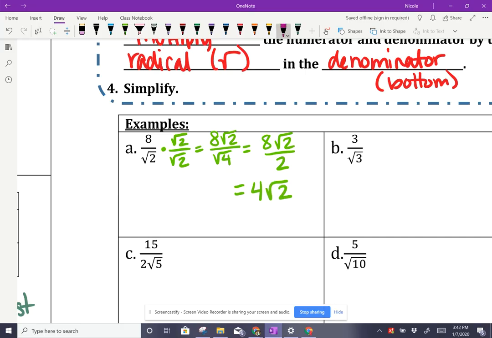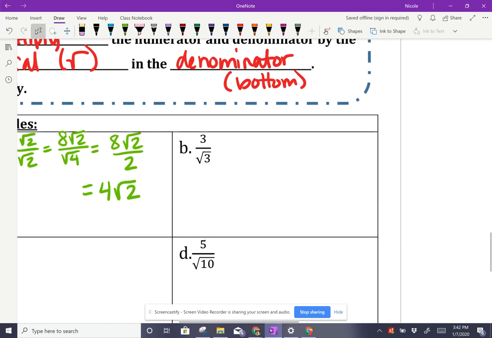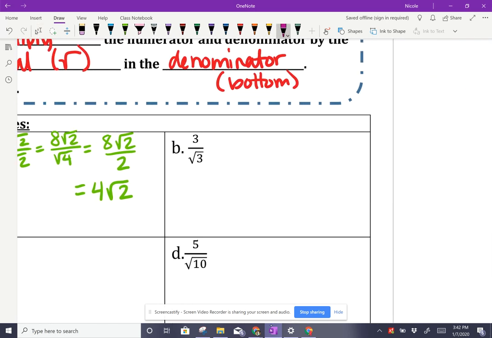Let's look at another one. I have 8 over the square root of 3. Again, we multiply the top and bottom by the square root of 3, and then multiply across. So 3 times the square root of 3 is 3 times 3, which is 9, so the square root of 9. We know the square root of 9 is 3. So we're left with 3 square root of 3 over 3. Now these 3's are going to cancel out, and all I'm left with is the square root of 3.